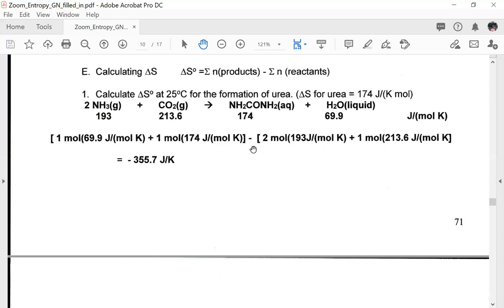We're going to subtract our reactants and include the stoichiometry. So we've got 2 here, that's our 2 here. 2 moles times 193 joules over mole Kelvin. 1 mole here, so 1 here. 1 mole times 213.6 joules per mole Kelvin. The moles cancel. So you end up getting this as your answer, minus 355.7 joules over Kelvin.